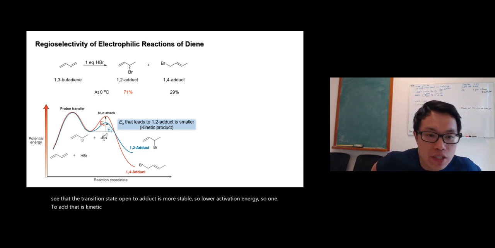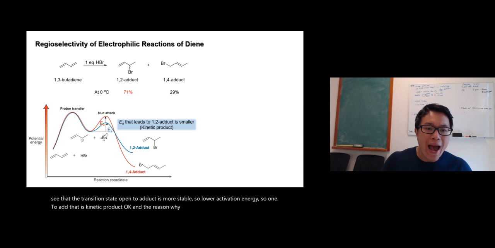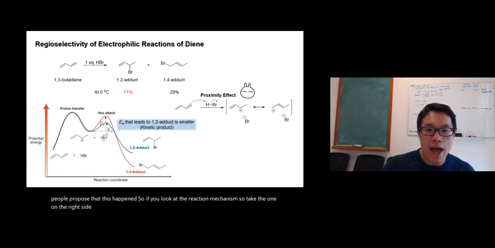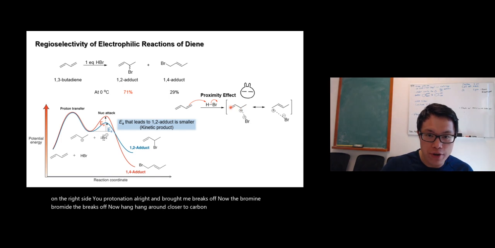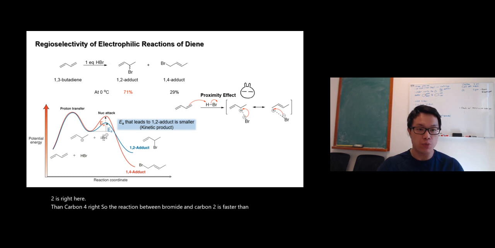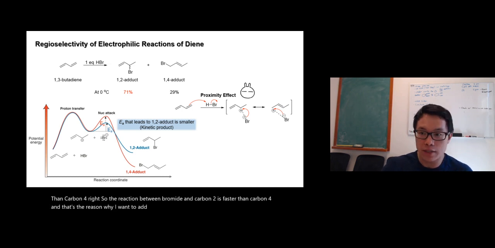Okay, and the reason why the 1,2 adduct is the kinetic product: people propose that this happens. If you look at the reaction mechanism, take the double bond on the right side with protonation, and bromine breaks off. Now the bromide that breaks off hangs around closer to carbon 2. Is it 1, 2, 3, and 4? Carbon 2 is right here, then carbon 4. So the reaction between bromide and carbon 2 is faster than with carbon 4, and that's the reason why the 1,2 adduct is the kinetic product.